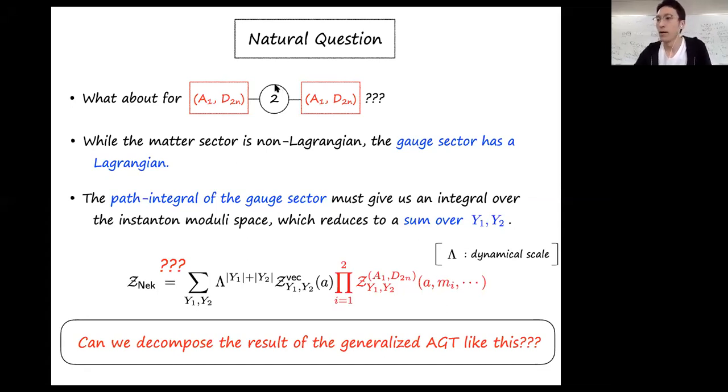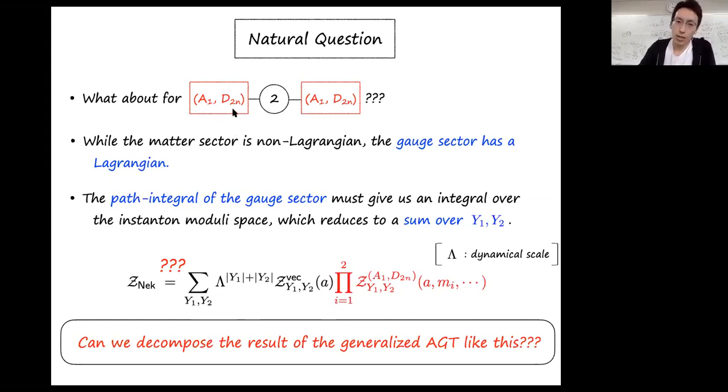Then what's happening? Well, the gauge sector is the same as before, so the same thing must happen. The path integral of the gauge sector must give you an integral over the instanton moduli space. And presumably, the localization maps that integral to a sum over the Young diagrams, because the sum over Young diagrams is a sum over fixed points on the instanton moduli space. So naively, even for this complicated, sophisticated theory, the partition function is presumably decomposed in this way. And this sum appears here just because we have the same path integral for the vector multiplet here. And Y1 and Y2 are labeling the fixed points on the instanton moduli space.